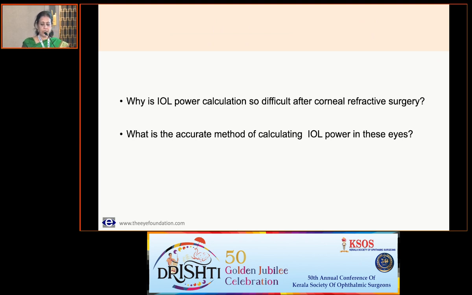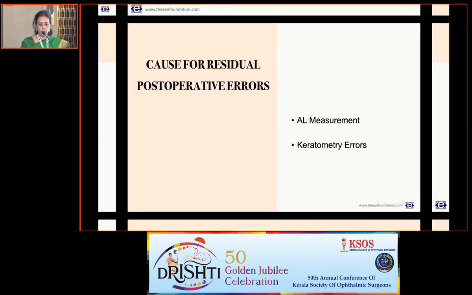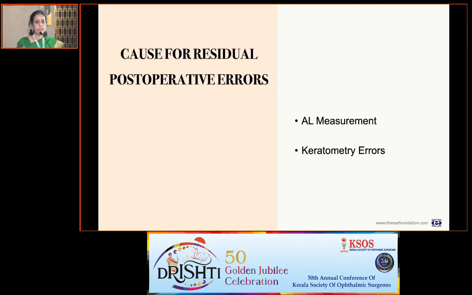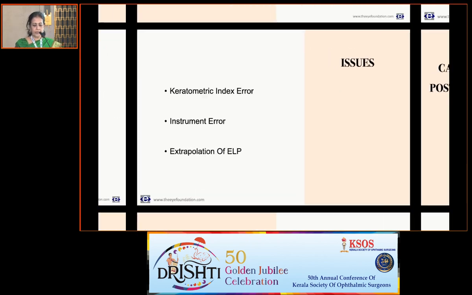Now, what is the challenge? Why is it that the IOL power calculation is so difficult after refractive surgery? And the next question comes, what is the accurate way of calculating the IOL power? So the essential reasons for residual post-op errors is axial length measurements, and we are now standing at a stage where there is unsurpassed accuracy with the different optical biometers which we have. So the other challenge is the keratometric errors.